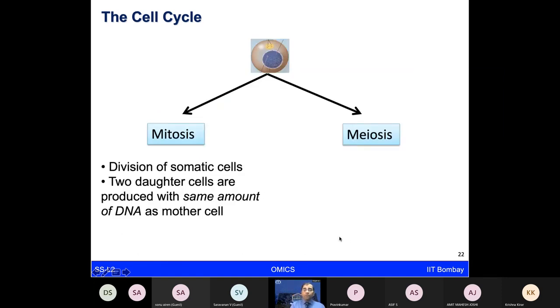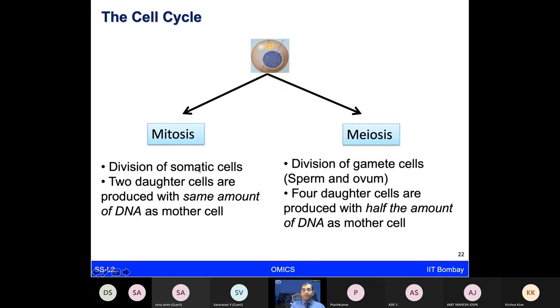So broadly, we have two different types of cell division. One is mitosis, the other is meiosis. Mitosis happens in all the normal body cells, the somatic cells, and here you want the same amount of DNA to be continuously passed from the parent cell to the daughter cell, right? Whereas meiosis happens only in the gamete cells, the sperm and the ovum, and here you produce four daughter cells, which have half the amount of DNA.